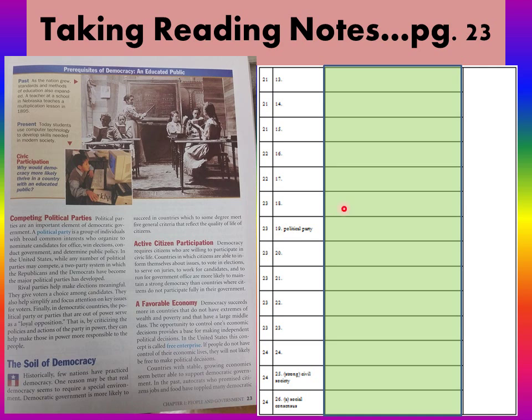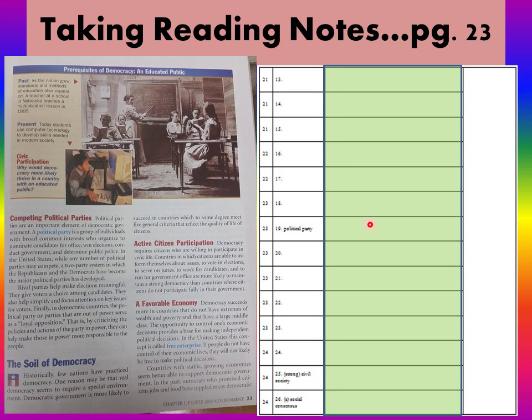So for number 18, competing political parties, you could put the names a two-party system, Republicans and Democrats. You can put that for number 18. You can also put for number 18, this part down here, what happens when you have competing political parties. They can help make those in power more responsible to the people. So you can put Republicans and Democrats, and then they can help make those in power more responsible to the people.